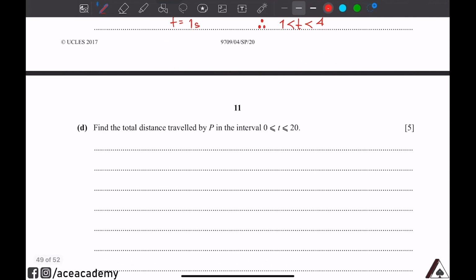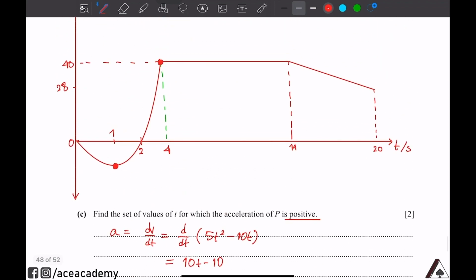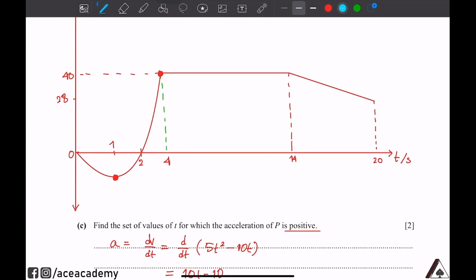In the final part, it might be a little tricky to catch sometimes. They want the total distance and not the displacement, by the way. The distance traveled by p in the time interval of 0 to 20. So what they essentially want is the area covered by these lines and the x-axis, this area. We can find this area by using the formula for a trapezium and a rectangle. But what about this area and this area?